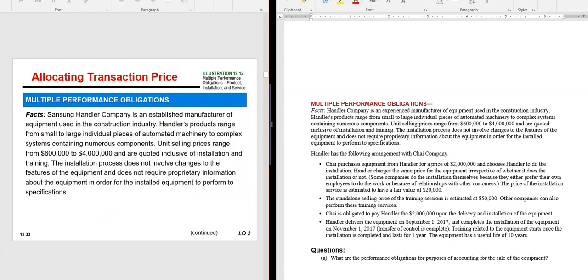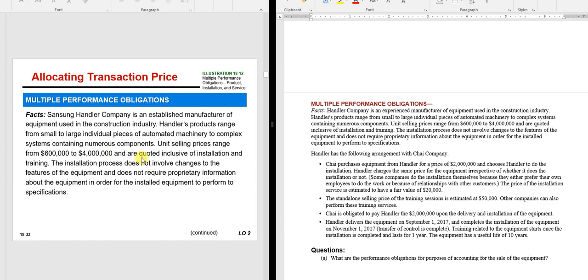Let me find it on my handout, or maybe I have it someplace else. Guess I have it right in front of me. It's just a long problem. Samsung Handler Company is an established manufacturer of equipment used in the construction industry. Their products range from small to large individual pieces of automated machinery to complex systems containing numerous components. The selling prices range from $600,000 to $4 million and are quoted inclusive of installation and training.